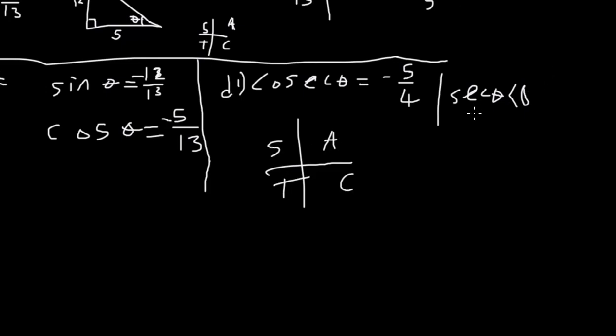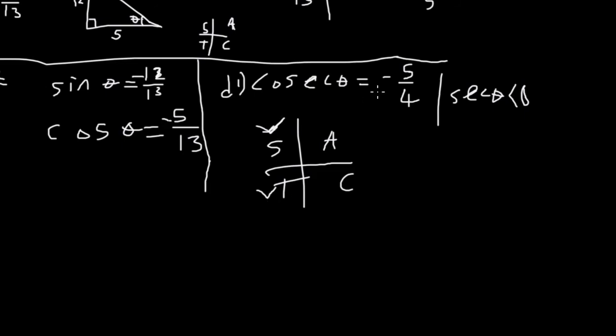So sec theta is less than 0 where cos is less than 0. So cos is less than 0 in the second and in the third quadrant. Why do I say so? When I say cos is less than 0, I simply mean cos is negative. So cos is only negative in the second and in the third quadrant.